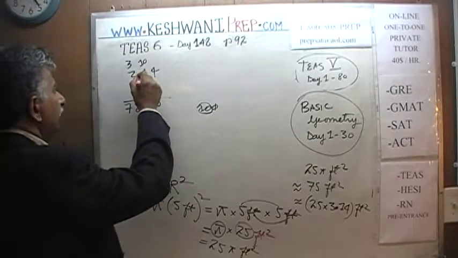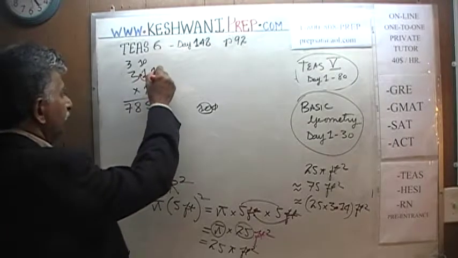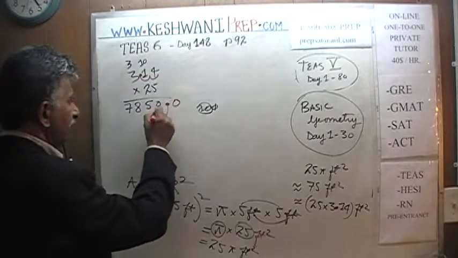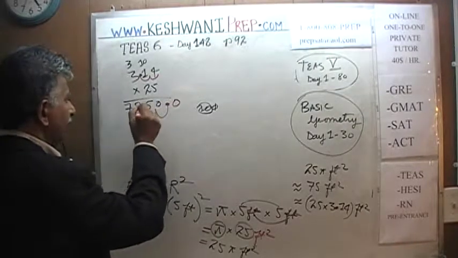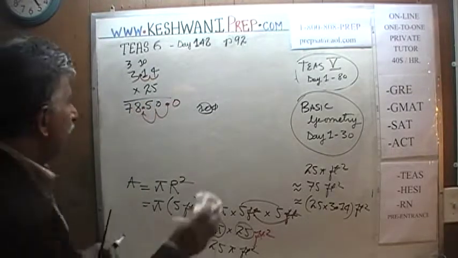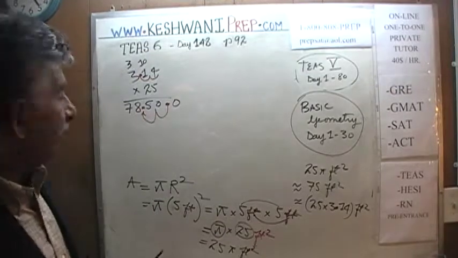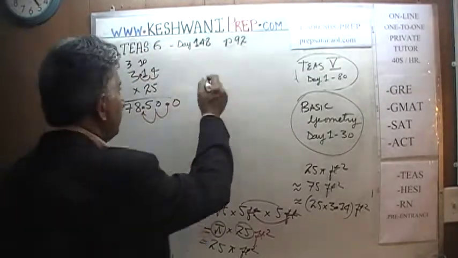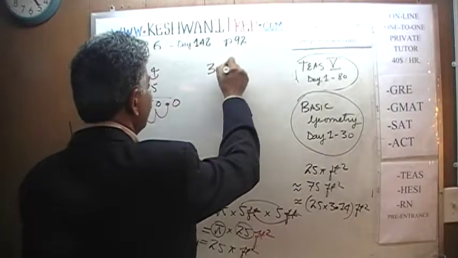Decimal was here, two decimal places. So our decimal point is right now sitting here. We pick it up, move it two decimal places. 1, 2. The answer is 78.5. Or if you don't like the way I multiplied it, we multiply by 25 in one shot instead of doing one digit at a time. If you want to do it one digit at a time, you'll see the answer is not going to change.